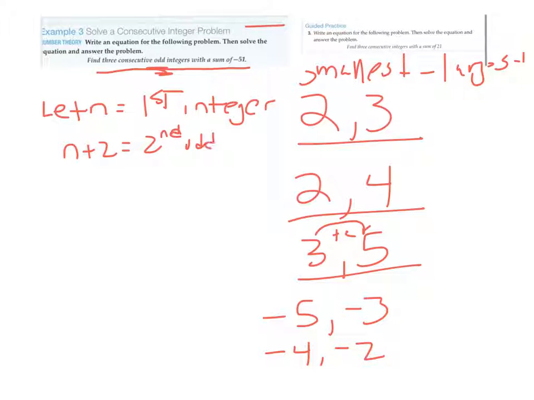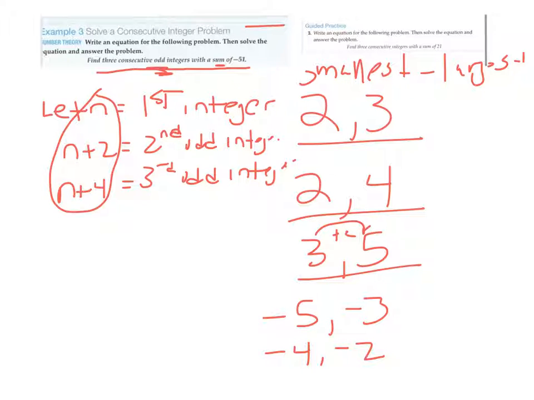odd integer. And so we want 3 of them, so the next one would be n plus 2 plus 2, which is n plus 4, my third odd integer. Now, because we're trying to find them, and sum means add, I'm going to add these 3 things up, and it's going to equal negative 51. So if I add n plus n plus n, I get 3n. 2 plus 4 is 6, equals a negative 51. So I've created an equation based off the consecutive integers. So now I go through solving the equation.